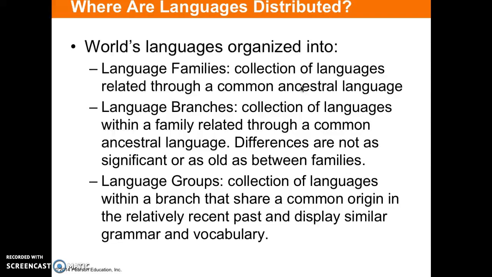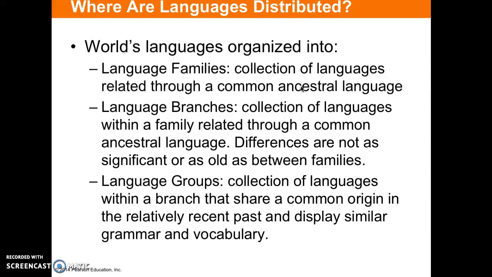The same way you look at DNA and bone structure to piece together how animals are related to each other. And then we have language branches. Language branches are a collection of languages within a family. So it's a smaller classification. So it goes from family as the biggest to branches. The differences between language branches aren't going to be as old, nor are they going to be as significant. So all of the Romance languages have a lot more similarities than all of the Indo-European languages.